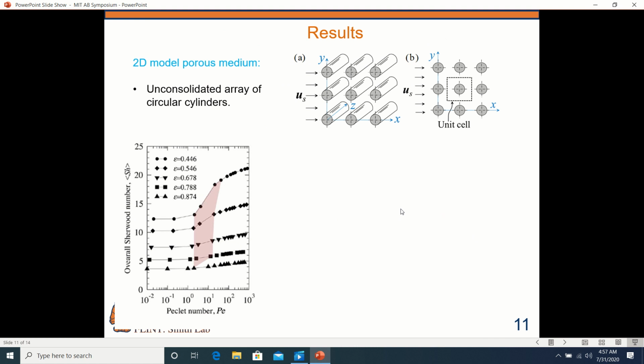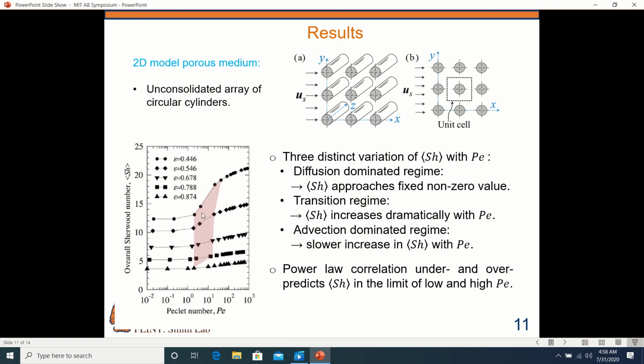After developing that model, we solved it for a very simple geometry, that is, an array of cylinders, and for this type of geometry we show the Sherwood number and Peclet number correlation here. Here we see three different regimes and three different types of variation of Sherwood number. This is actually the output of our model. Our model can give a correlation between Sherwood number and Peclet number depending on the porosity, microstructure of the electrode, and the flow condition of the battery.